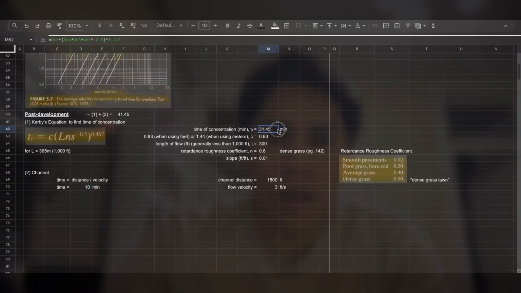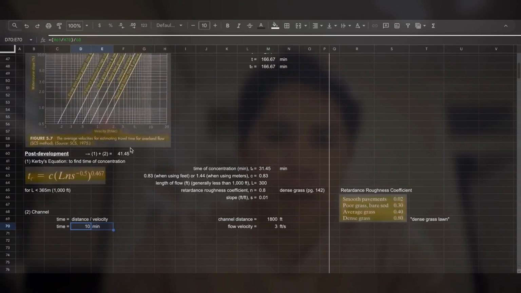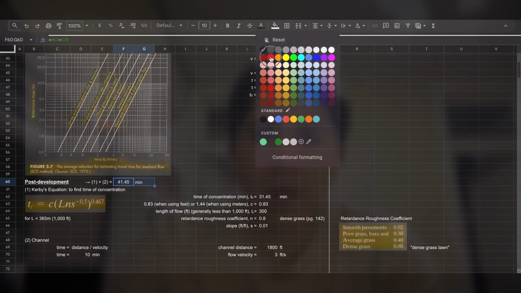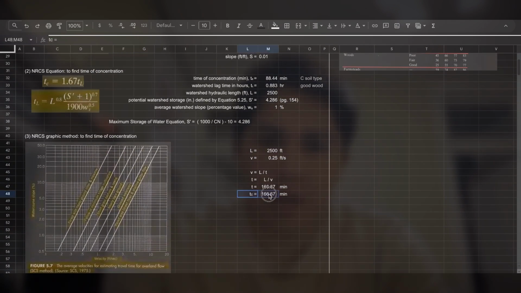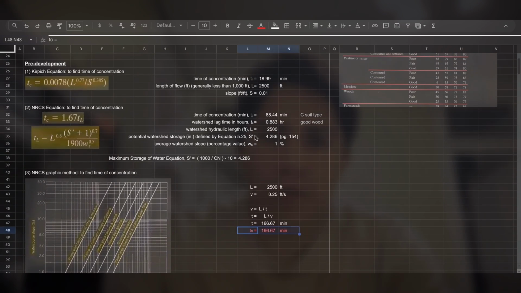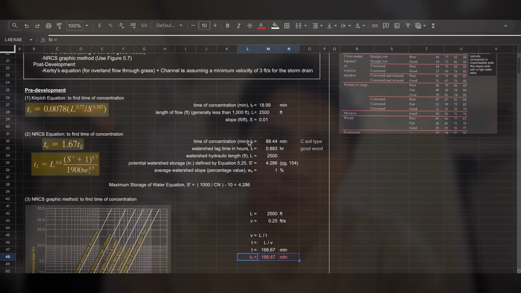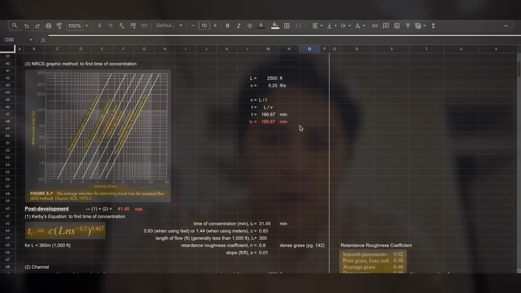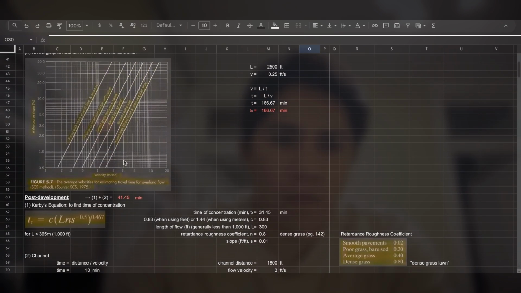So now we have the time of concentration for the first 300 feet and for the rest of it in the channel, and we just add them up, and we should get a total of 41.45 minutes for the time of concentration. Let me change the color of the results here. These are the answers for each part of each equation. And if you notice, we found almost 42 minutes post-development.